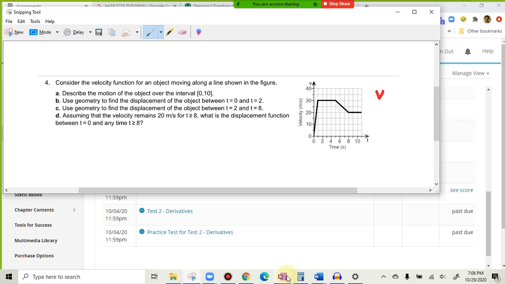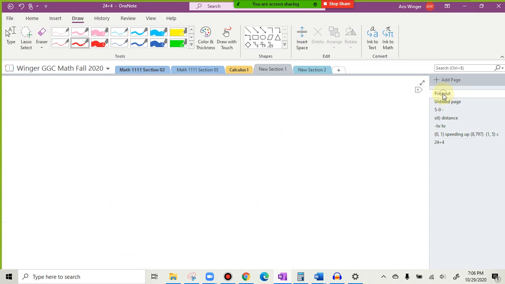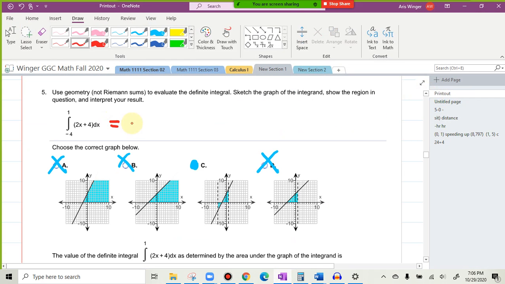Now, as we learned last time, we could use the fundamental theorem of calculus to take the antiderivative, but we can also just get it by using the geometry, finding the areas of these two triangles, one positive and one negative.